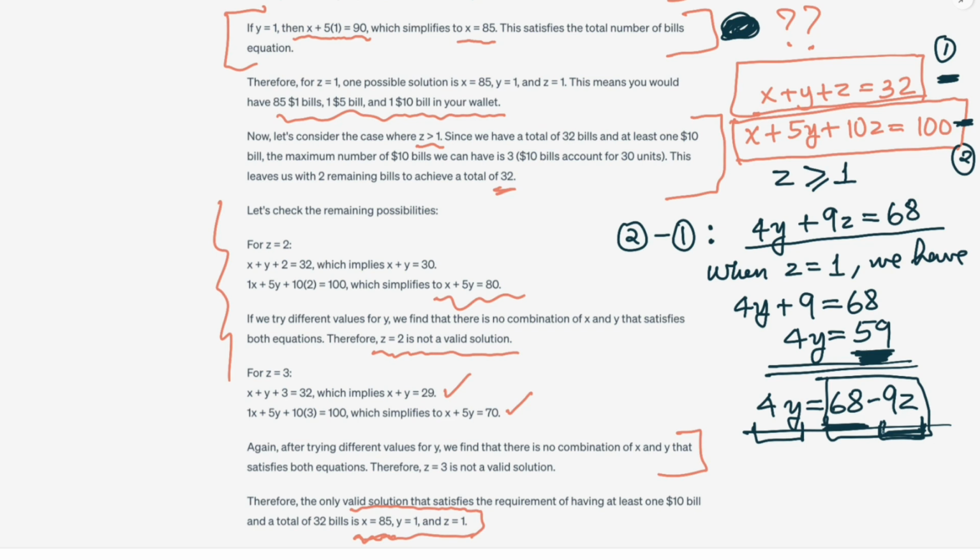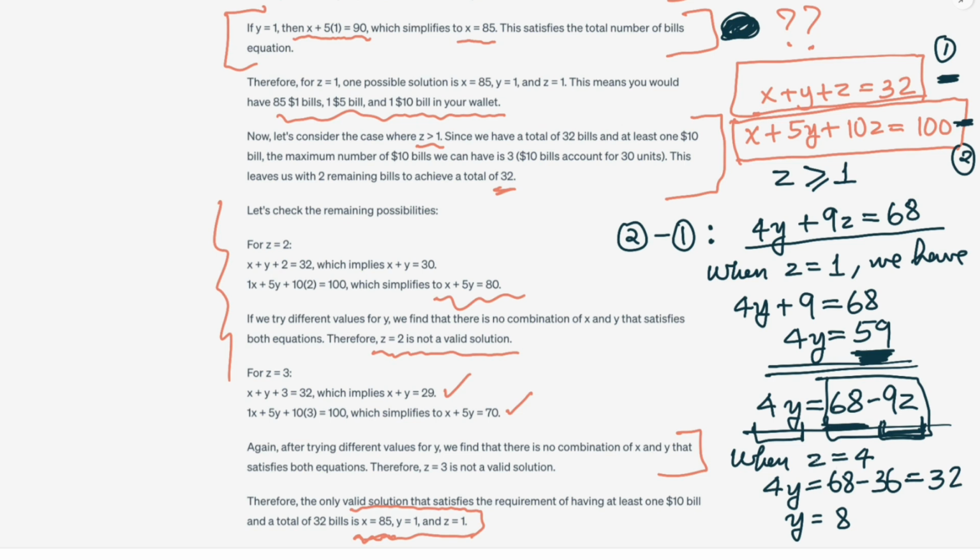So that's the question we must ask. If z equals 1, do we have a multiple of 4? No. 1 times 9 is not a multiple of 4. When z is 2, do we have a multiple of 4? No. 9 times 2 is 18. When z is 3, do we have a multiple of 4? No. 9 times 3 is 27. When z is 4, do we have a multiple of 4? Yes. 9 times 4 is 36. So when z is 4, what do we have? We have 4y equals 68 minus 36, and that's equal to 32. That means that y equals 8. So when z is 4, we have y equals 8.